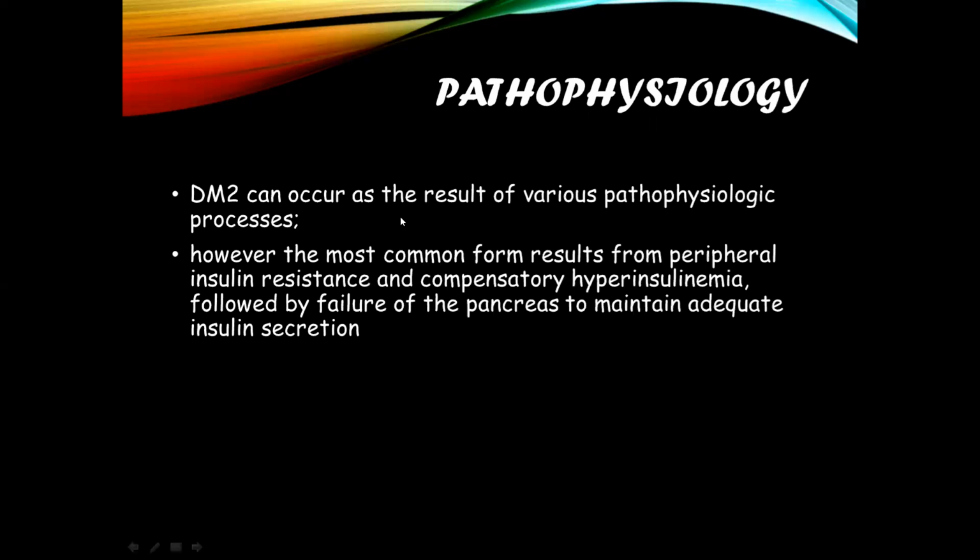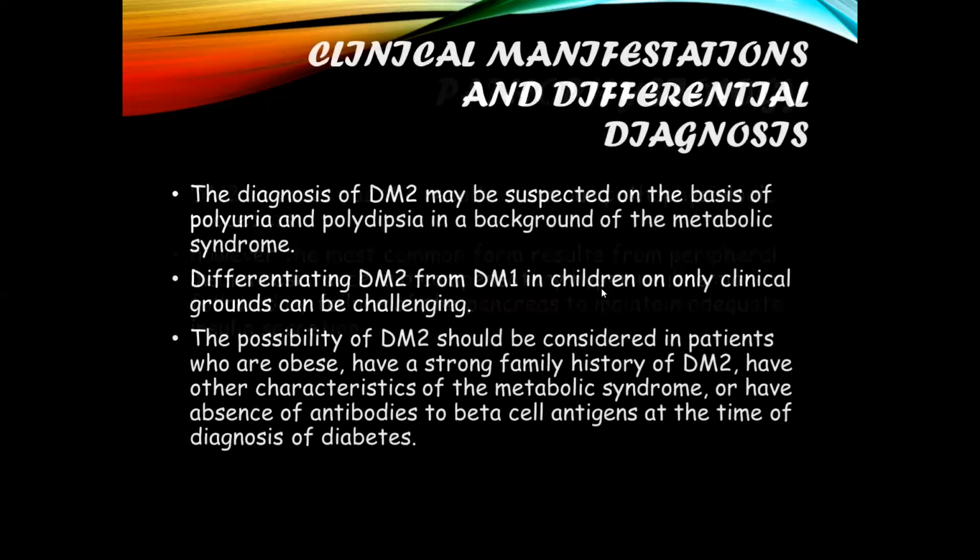So the pathophysiology: type 2 diabetes can occur as a result of various pathophysiologic processes. However, the most common form results from peripheral insulin resistance and compensatory hyperinsulinemia, followed by failure of the pancreas to maintain adequate insulin secretion. So basically, there's peripheral insulin resistance and compensatory hyperinsulinemia, which is later followed by failure of the pancreas to maintain adequate insulin secretion.